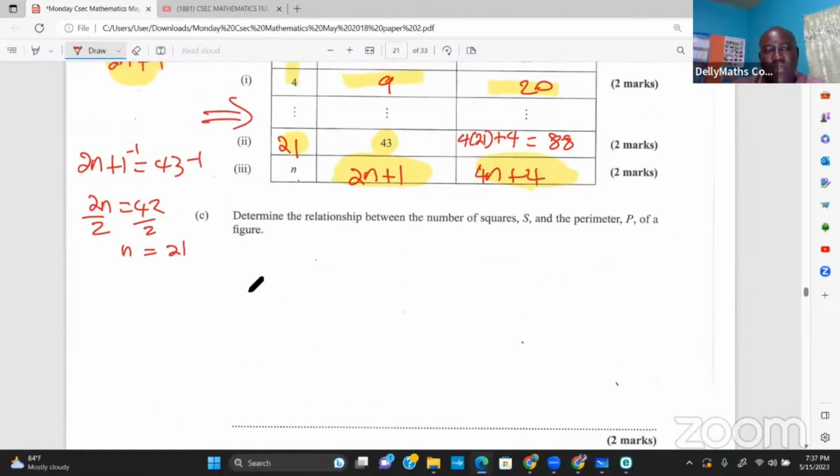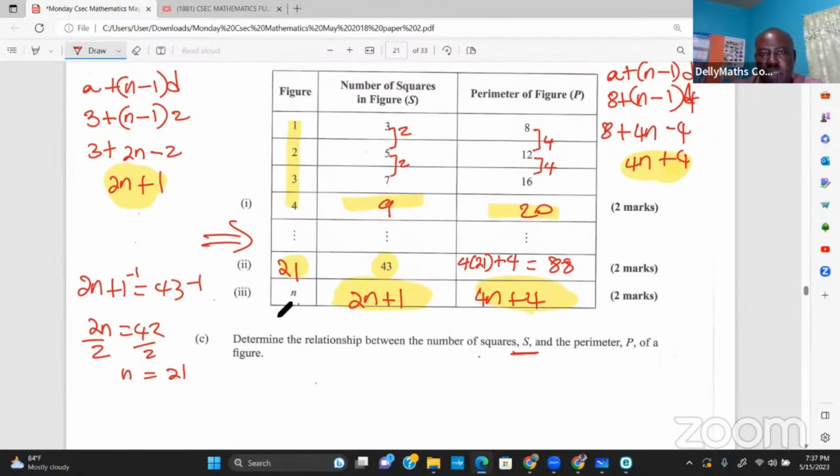All right. Continue. Last question. Number 7 is finished. Determining the relationship between the number of squares S and the perimeter P of the figure. Look at it. They are saying, can you determine the relationship between those? Take a quick look and see if you see what's going on. Quick relationship.